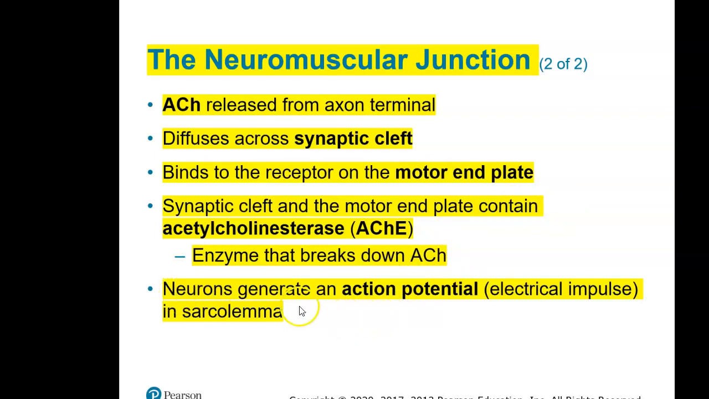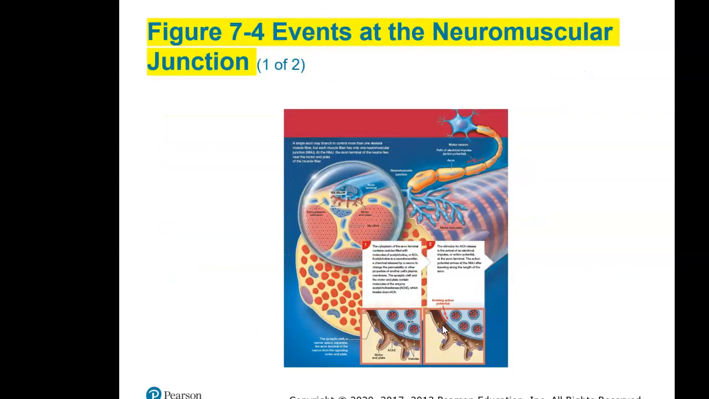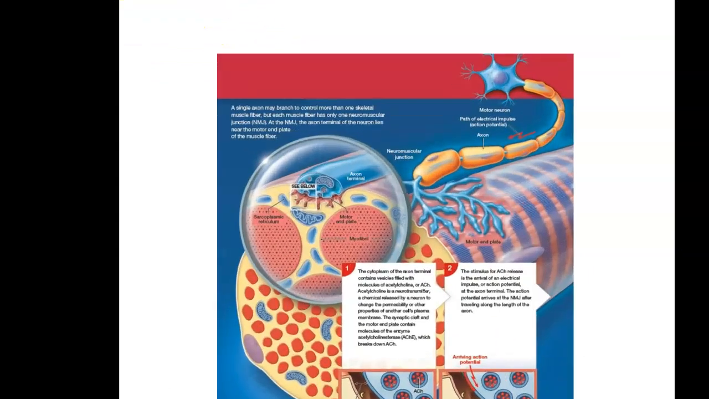All right, once the acetylcholine binds to the receptor on the motor end plate, remember, that's the sarcolemma of the muscle fiber, then an action potential or electrical impulse is generated in the sarcolemma, and it's going to travel down those T-tubules to the interior of the muscle fiber, and then the whole muscle fiber is going to contract. So I'm going to have to blow this up. These are the events at the neuromuscular junction, just in a little more detail.